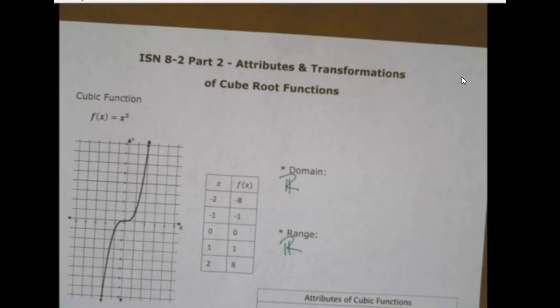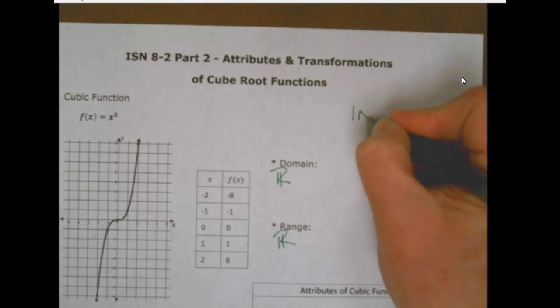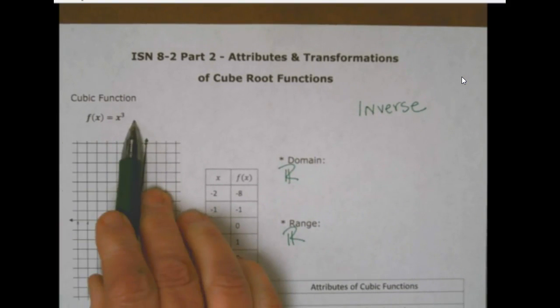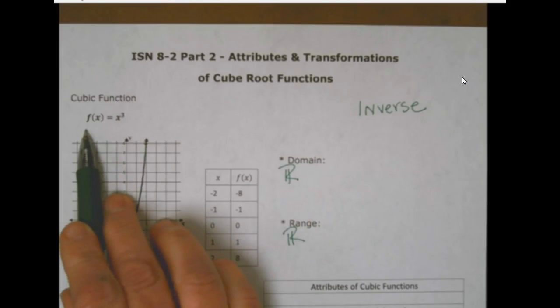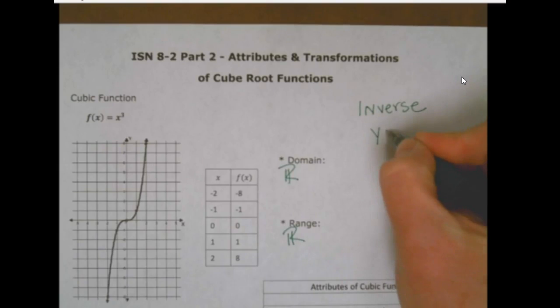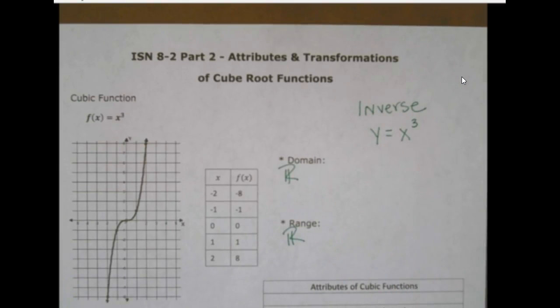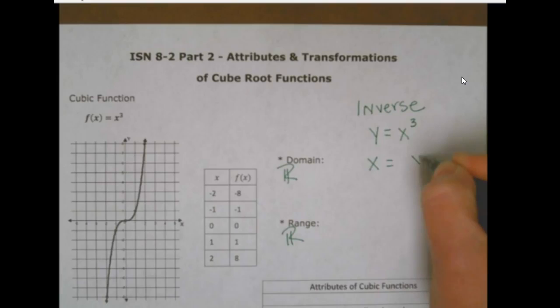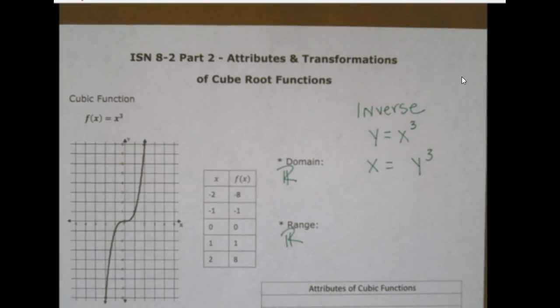Now, if I want to find the inverse of this graph, the inverse of this graph, I'm going to have to put it in y equals notation, and then how do you make an inverse? Switch x and y, and solve for y. In order to solve for y, I have to get rid of the 3. How am I going to do that?